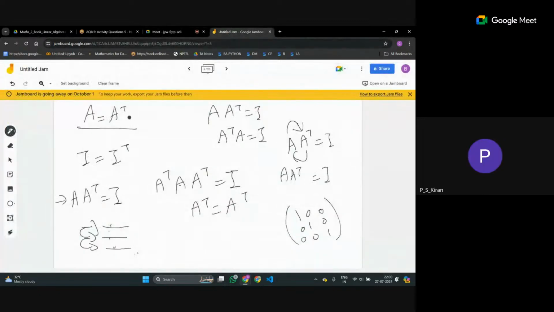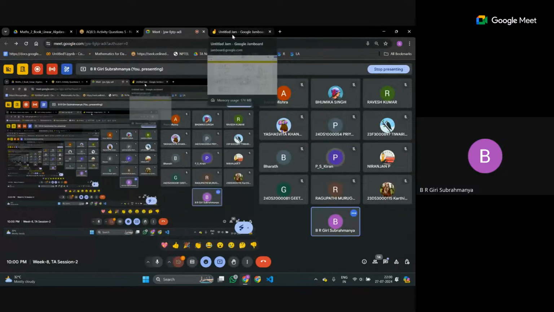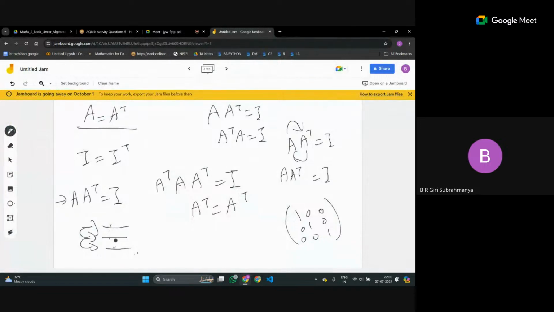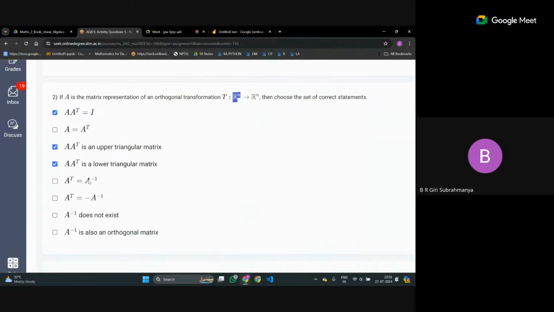All orthogonal matrices should be invertible, but here I'm just giving some reasoning. So it should be invertible, and we'll have an A inverse. And we know that A transpose A is equal to I. We also know the inverse should be unique, so you can equate both: A times A transpose should be equal to A times A inverse. Multiply A inverse on both sides, and you will get A transpose is equal to A inverse. I just wanted to show that it is invertible. So this is correct.